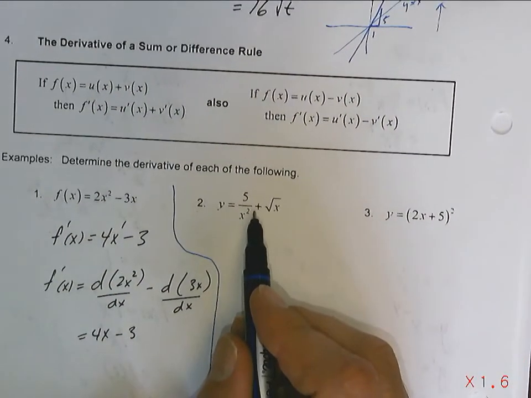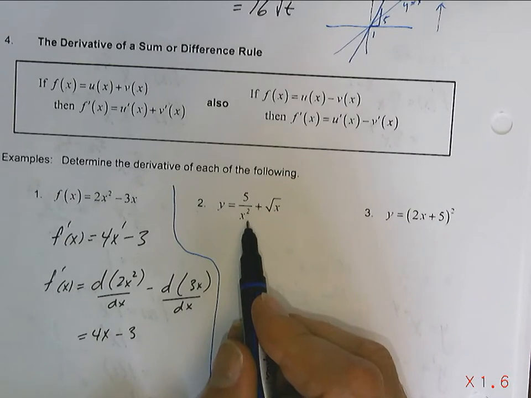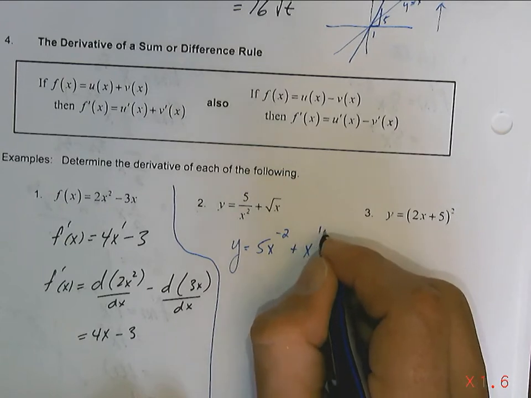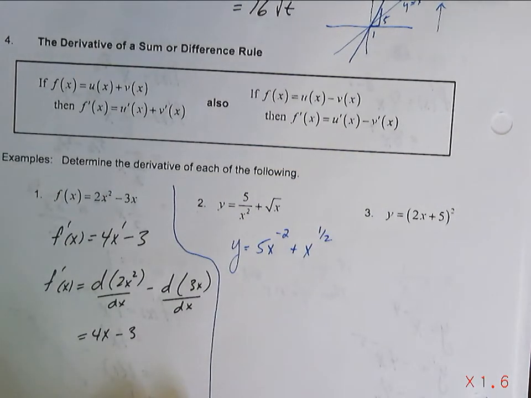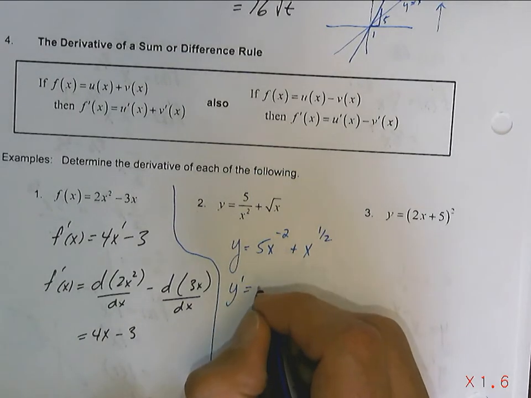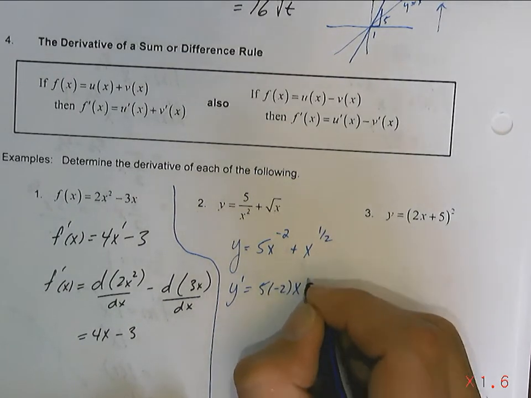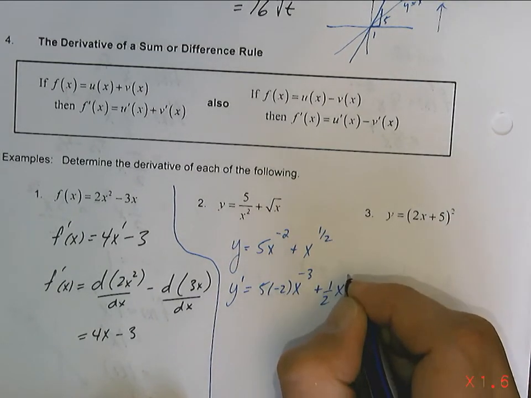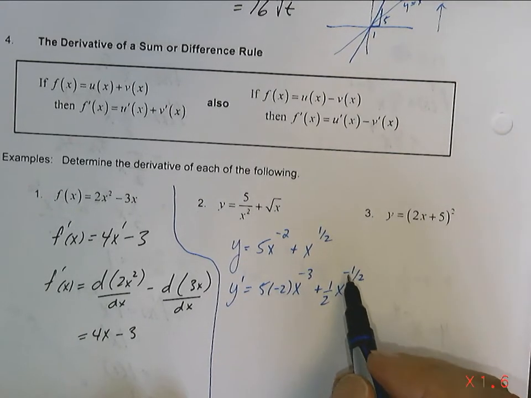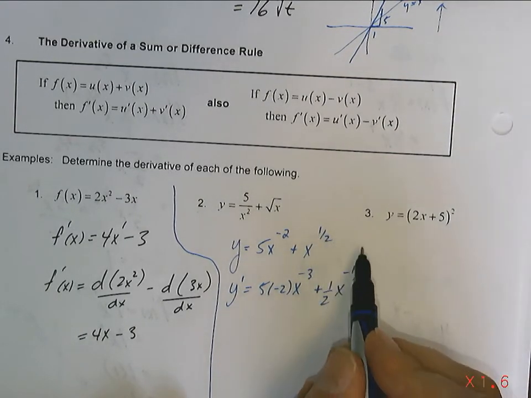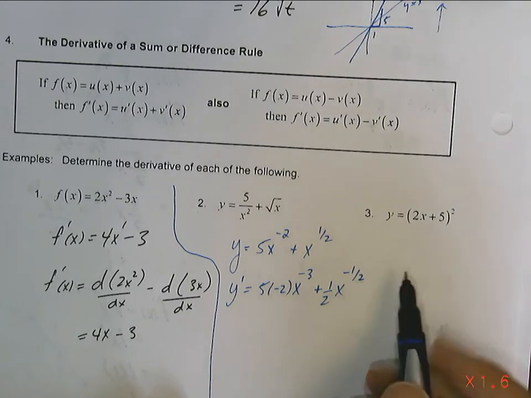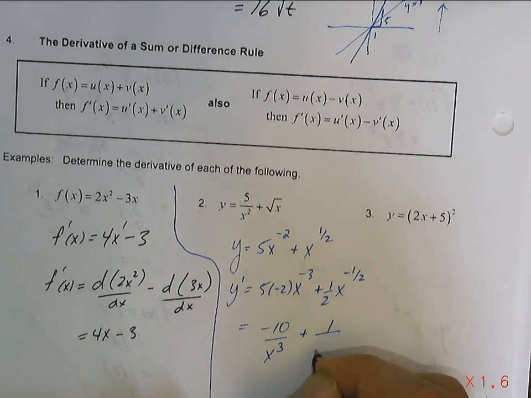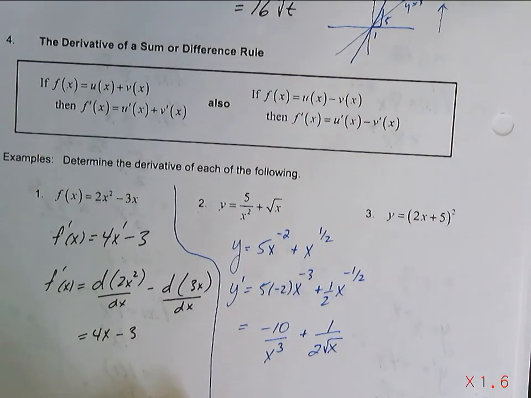Can't do this one. Doesn't look like anything I know how to handle. Now it does. Take the derivative of the first one. It's going to be 5 times negative 2, x to the negative 3. The next one is going to be plus 1/2, x to the negative 1/2. Where'd you get the negative 1/2? 1/2 subtract 1 is negative 1/2. This will leave you with negative 10 over x to the 3 plus 1 over 2 root x. And that's a perfectly good way to write it.